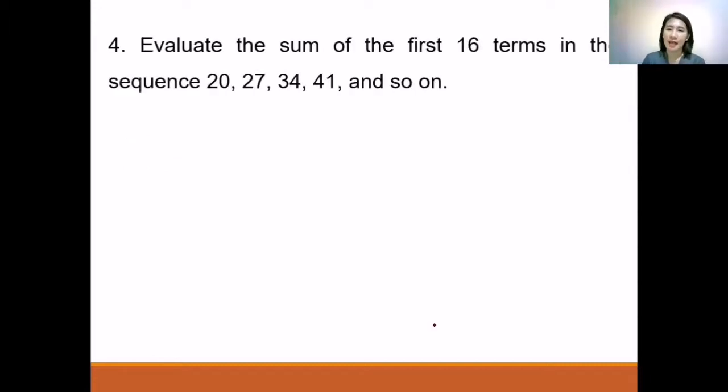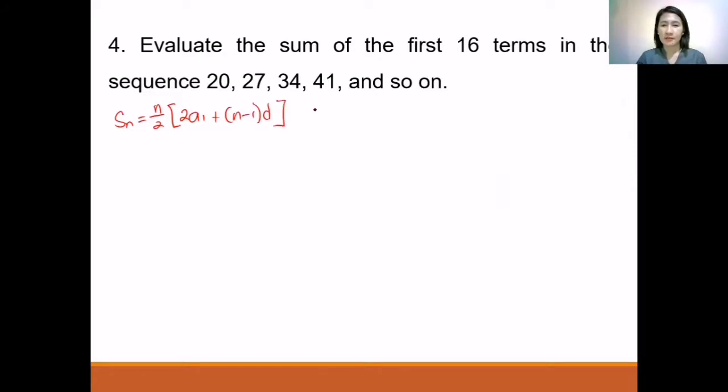Number 4, evaluate the sum of the first 16 terms in the sequence 20, 27, 34, 41, and so on. So in this one, we have here a different way of solving it. So as you can see, you are not given the last term. Therefore, we should be using the next formula, which is S sub n is equal to n over 2 quantity 2a sub 1 plus quantity n minus 1 d.